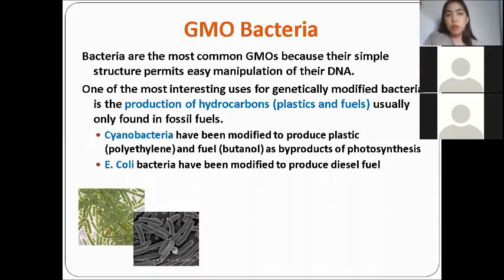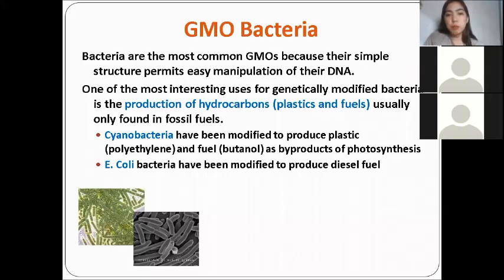So one of the most interesting uses for genetically modified bacteria is the production of hydrocarbons, or the plastic and fuels usually only found in fossil fuel. So most of the source of biofuels is corn. So the researchers came up with the idea that cyanobacteria can be used for the production of fuels. Pwede rin pala yon. So how?